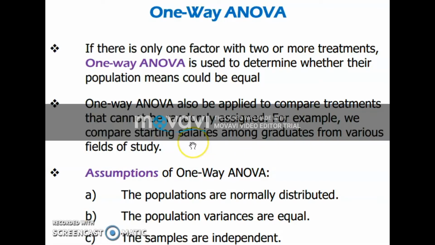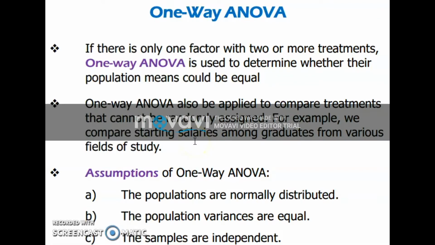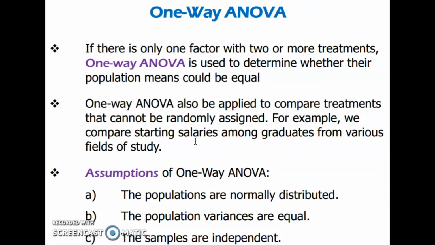For example, we want to compare the starting salaries among graduates from various fields of study. Our populations would be graduates from science, graduates from arts, and graduates from social science. So here we have three treatments: the first treatment is the field of science, the second is the field of arts, and the third is the field of social science. And we have only one factor, which is the starting salaries among the graduates.